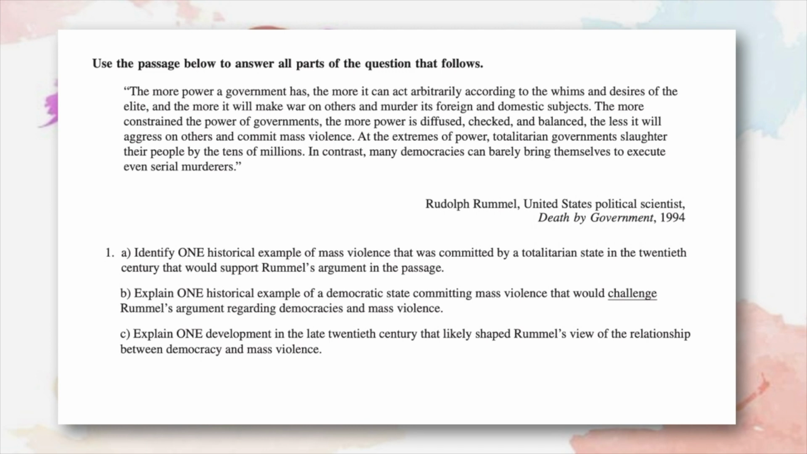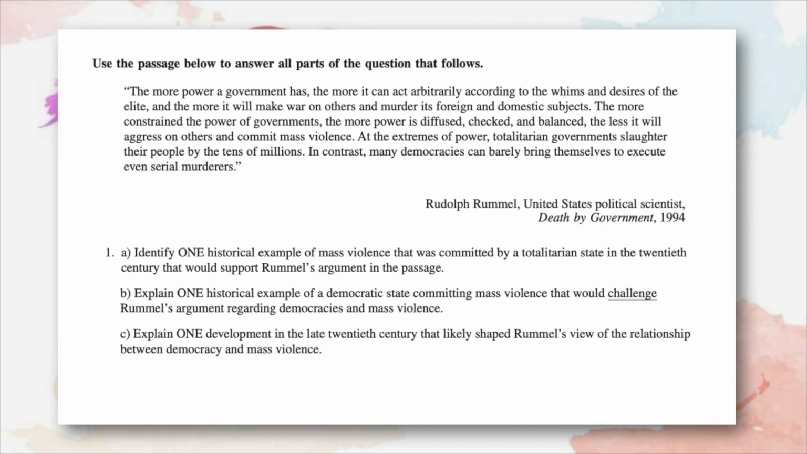Also note the verbs being used. This is a very typical SAQ here, where the verb in A is identify, the verb in B and C is both explain. And that's pretty much the garden variety. That doesn't mean everyone's going to be like that, but most SAQs are like that. And they spiral in difficulty.